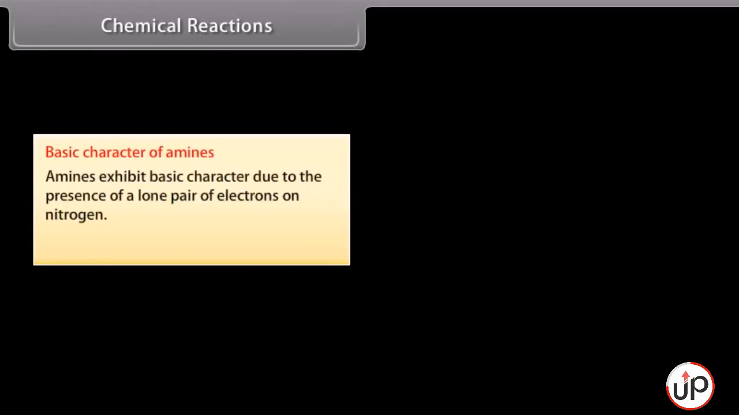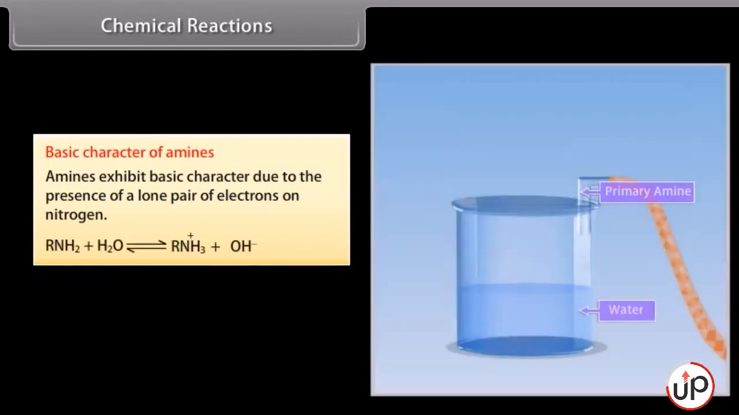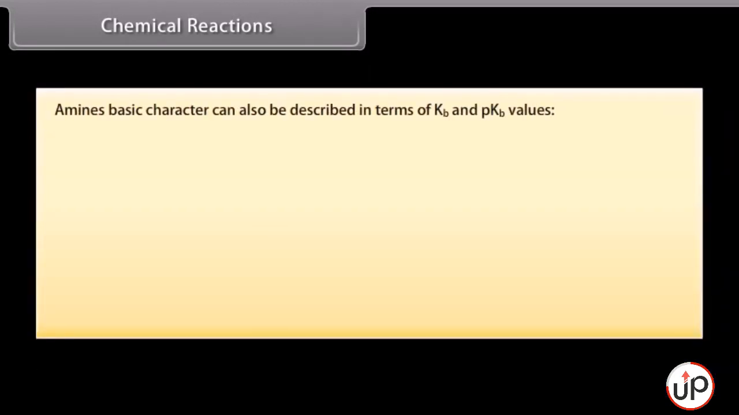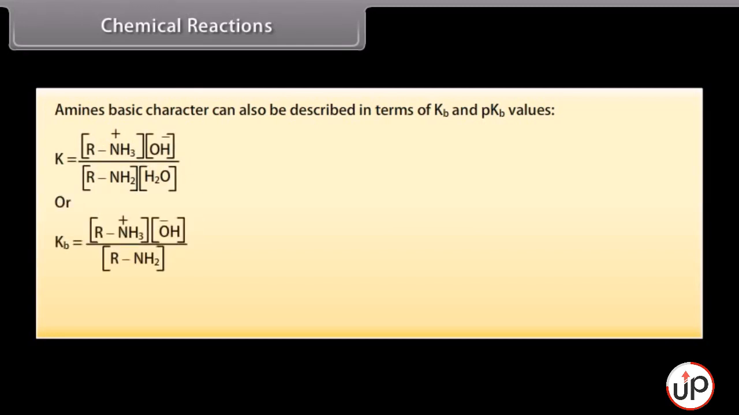Amines exhibit basic character due to the presence of a lone pair of electrons on nitrogen. They are stronger bases than water and are therefore protonated by water in their aqueous solutions. Amines' basic character can also be described in terms of Kb and pKb values. The value of Kb can be written as given, from which Kb can be inferred. Now pKb is equal to negative logarithm of Kb. Greater Kb value or smaller pKb indicates a stronger base.